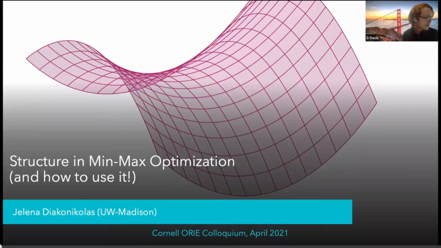And after the Simons, she did a brief postdoc with Michael Jordan for about a year or so, and joined the computer science department at University of Wisconsin. And so today, Jelena is going to talk about min-max optimization and some of the inherent structure that we can use to tackle this difficult problem.